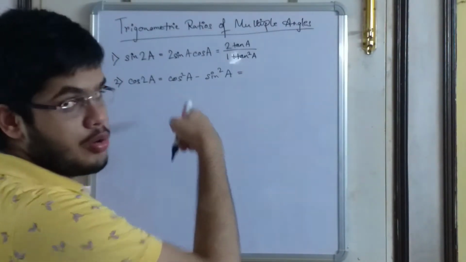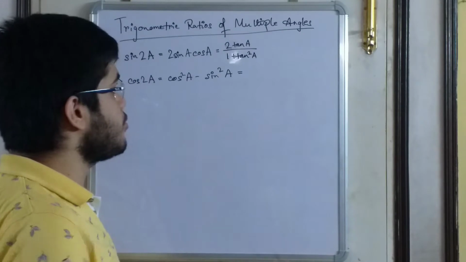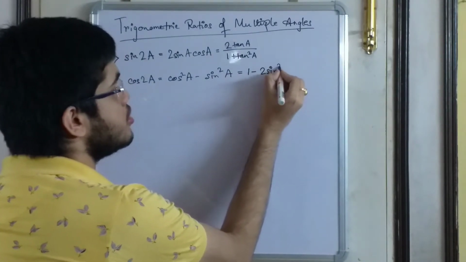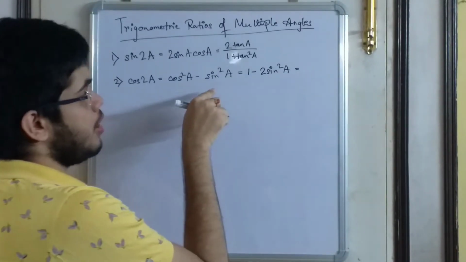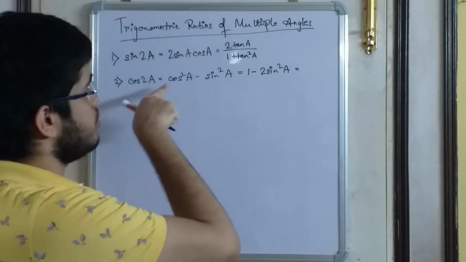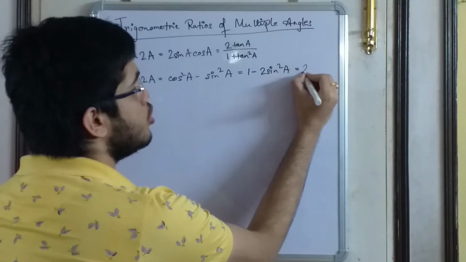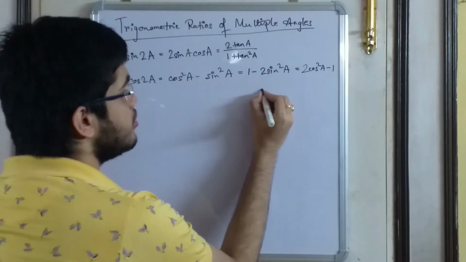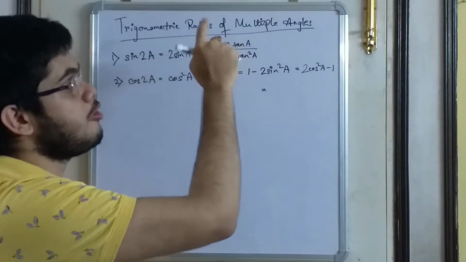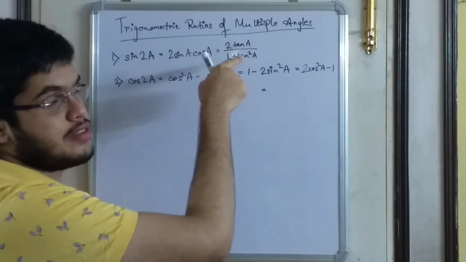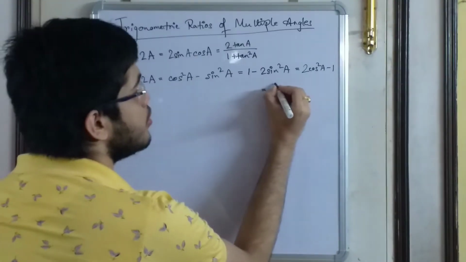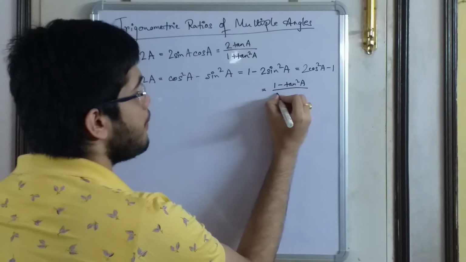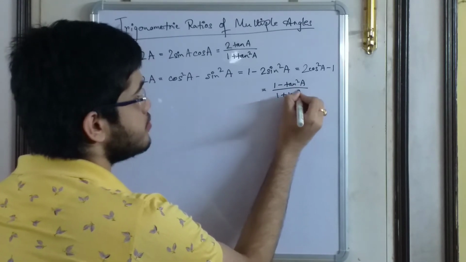Now, since cos square a can be written as 1 minus sin square a, this can be written as 1 minus 2 sin square a. And since sin square can be written as 1 minus cos square a, it can also be written as 2 cos square a minus 1. And cos 2a can also be expressed in terms of tan a, which is 1 minus tan square a by 1 plus tan square a.